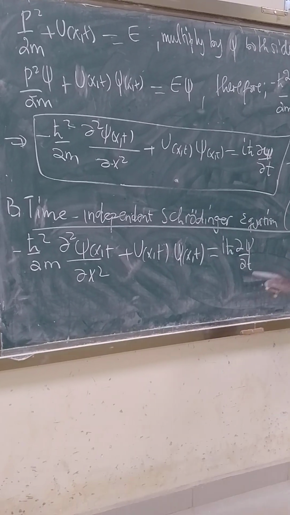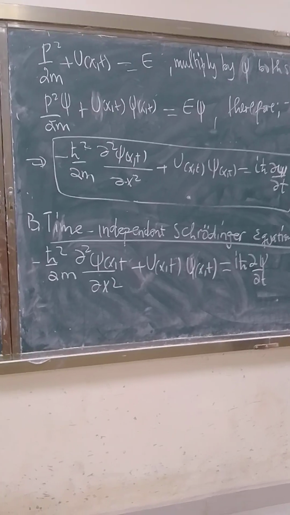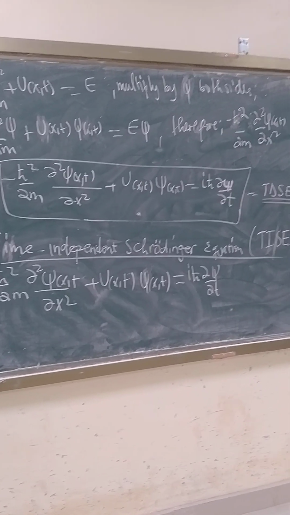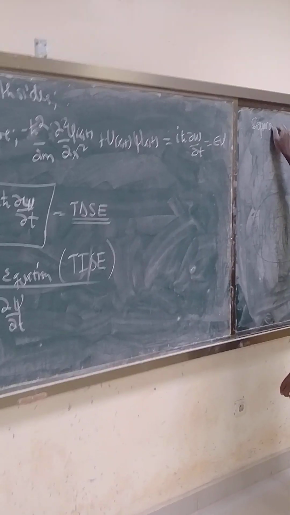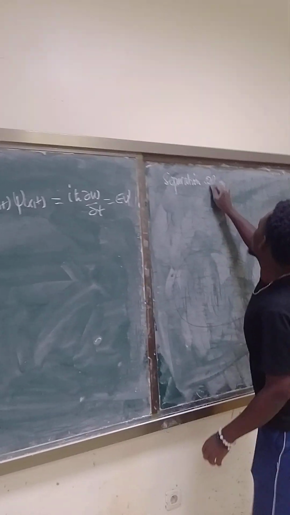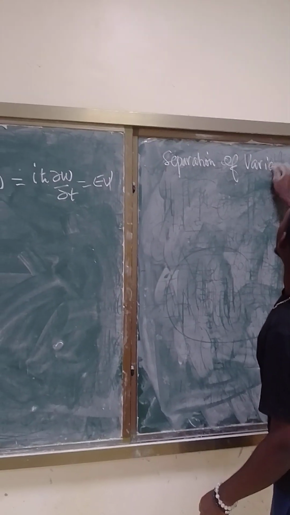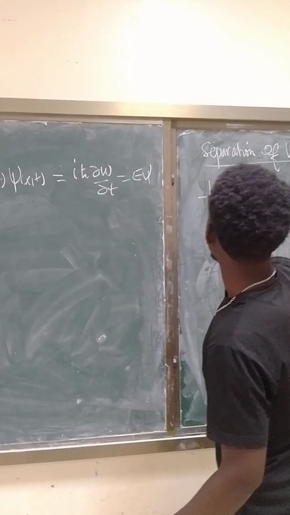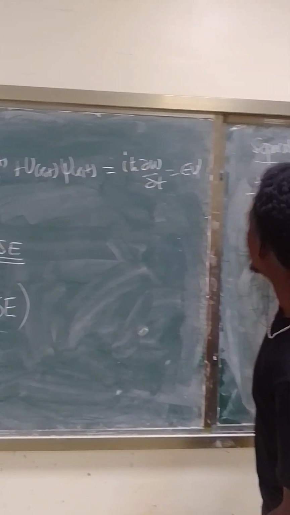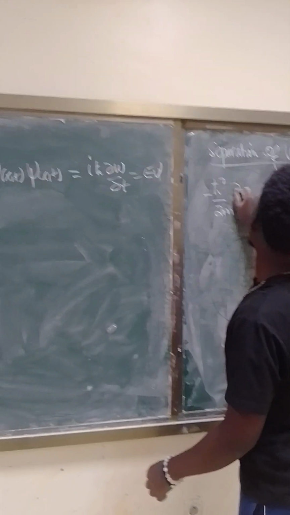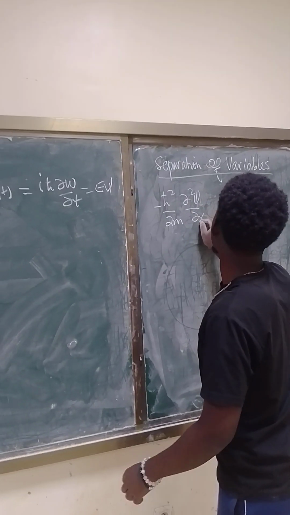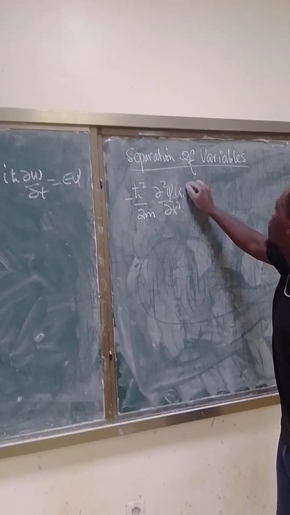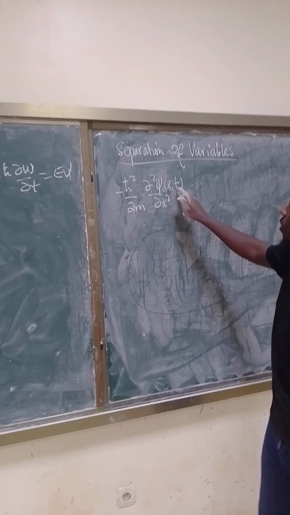So this is the time-dependent equation. Now we need to separate the variables and then continue to the time-independent equation. Separation of variables. So if I have this constant, the ħ squared over 2m, of this one as a function of x and time. Now we have x and t.